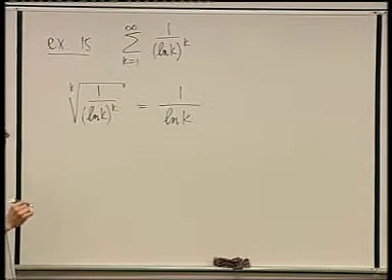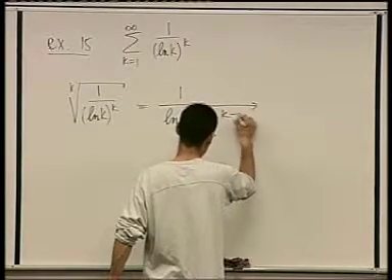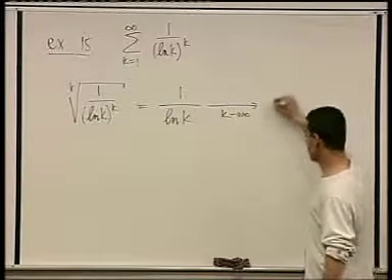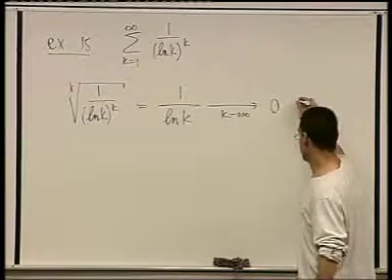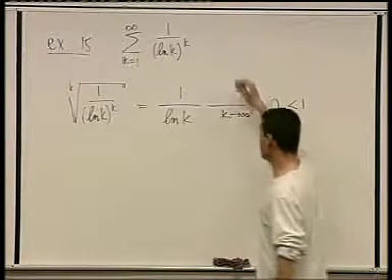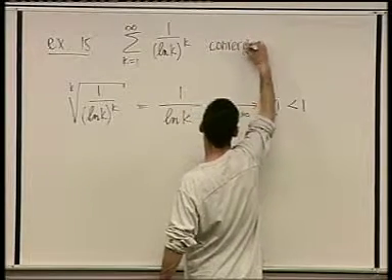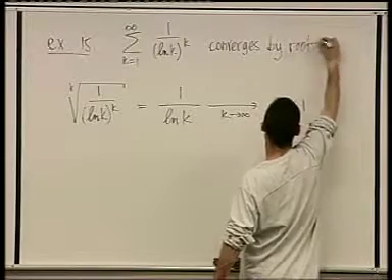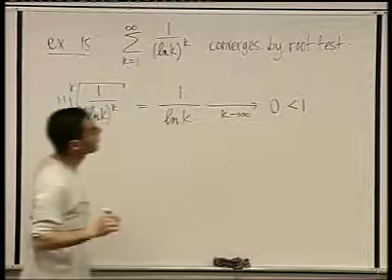Right? When k goes to infinity, what does this go to? 0. What's an important property of 0? Less than 1. Therefore, this thing converges by the root test. Good?